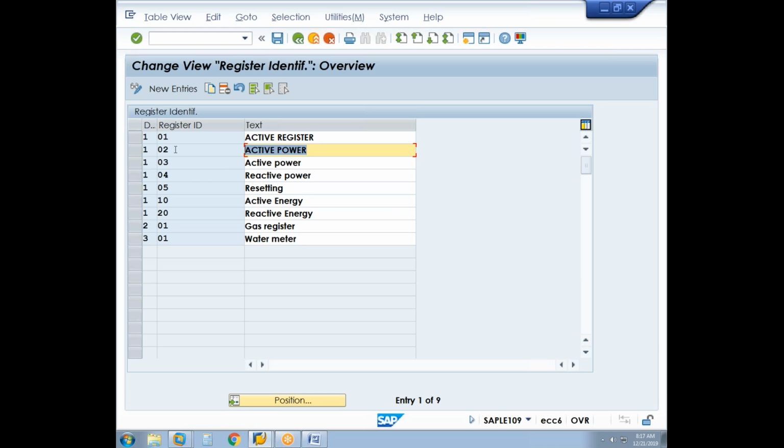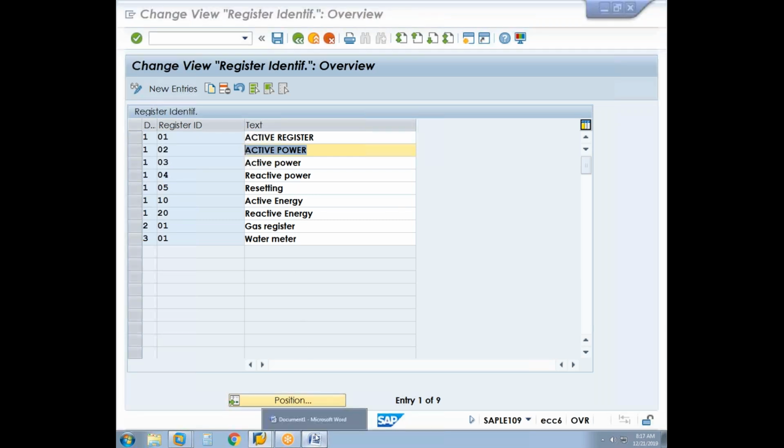But you're giving an ID for the particular division. Now register means energy, power means demand. Active register means it's simply energy register, and power is a demand register. Similarly somebody has created active power, reactive power, resetting. Now active power, active register, reactive register.